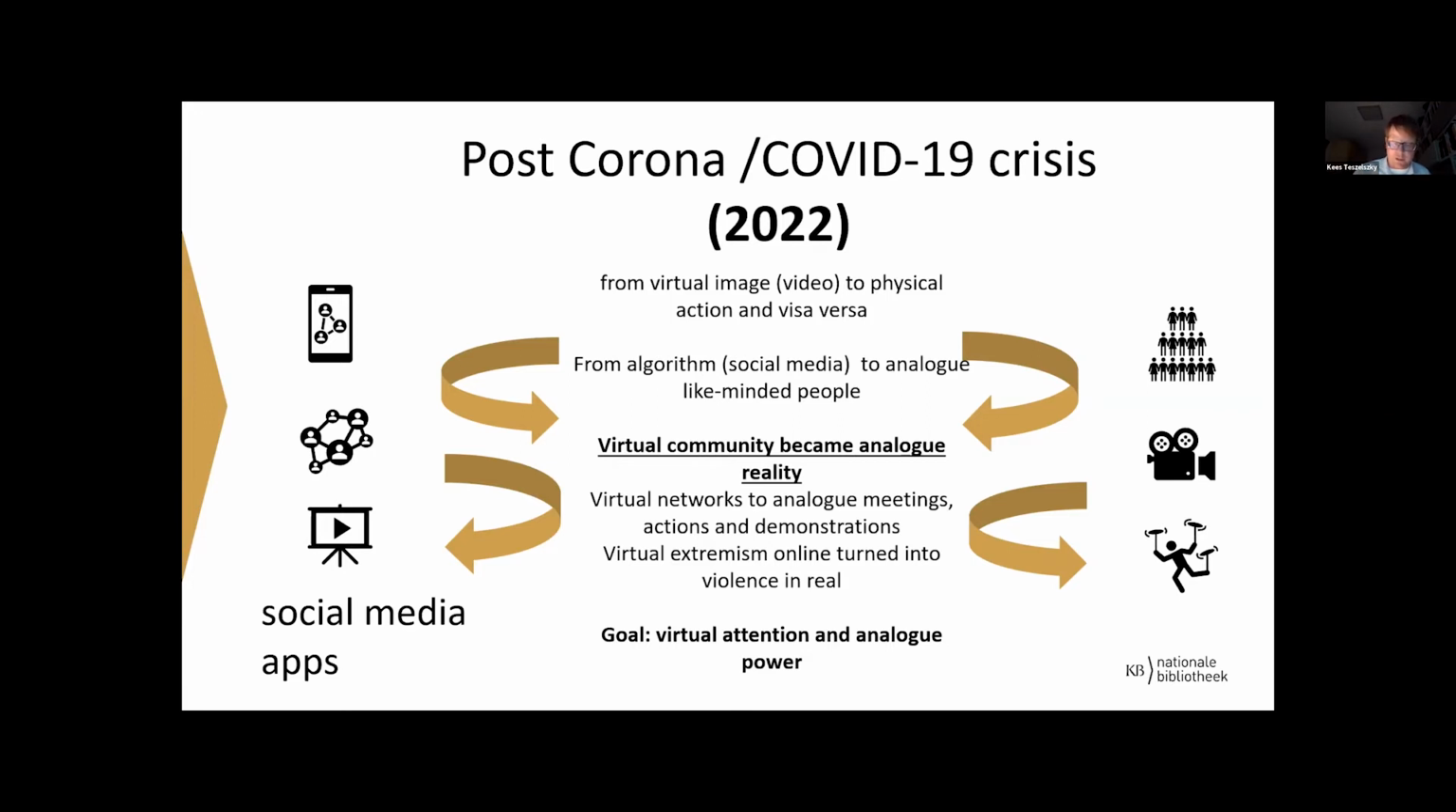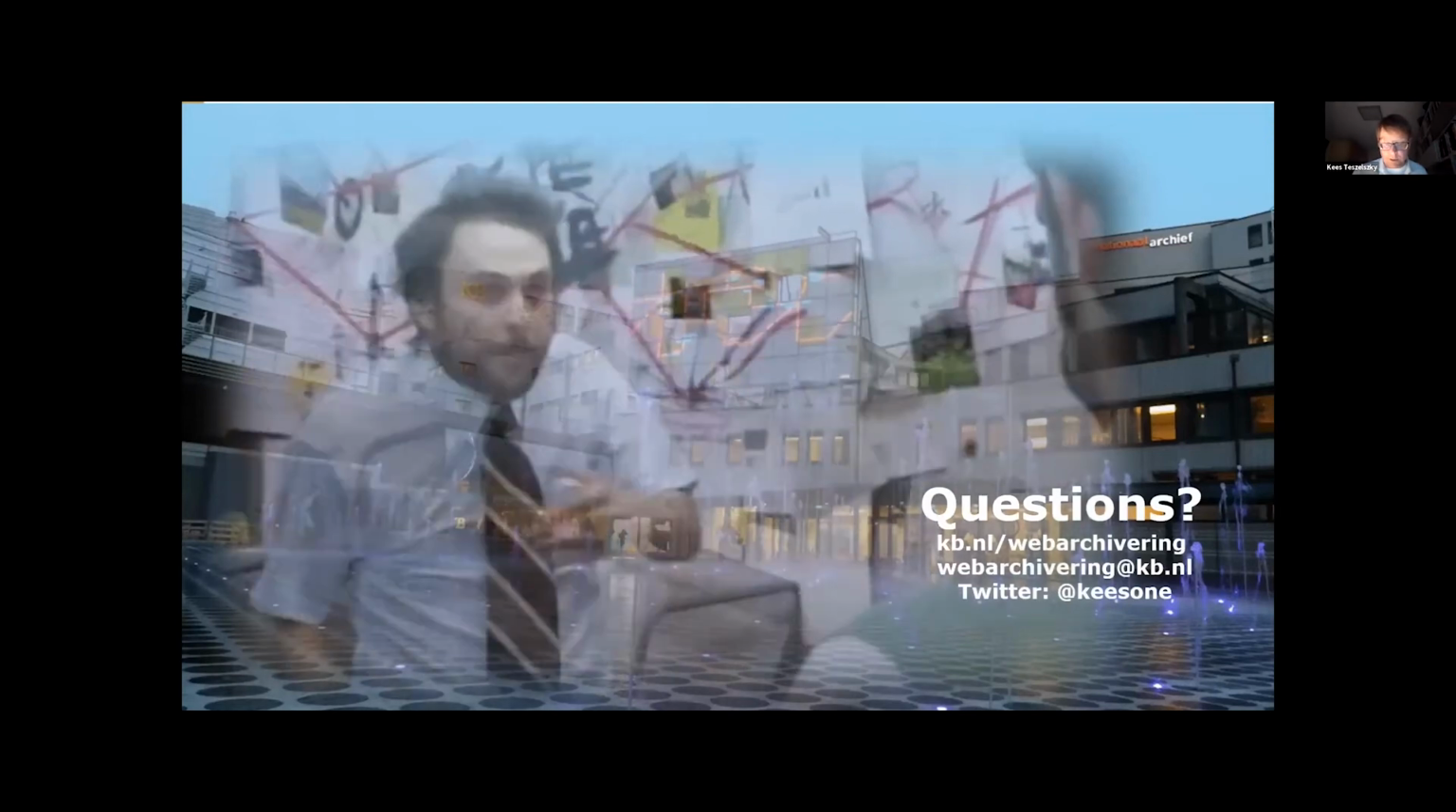We are now living in a new post-digital reality and have to get used to the fact that many people can't make a difference anymore between analog and virtual reality.